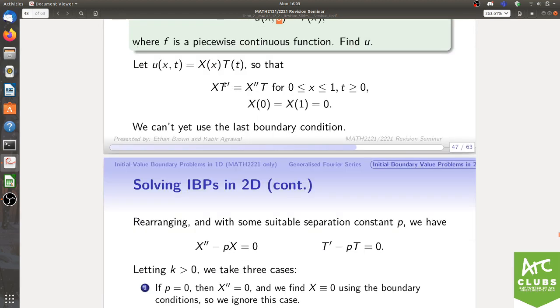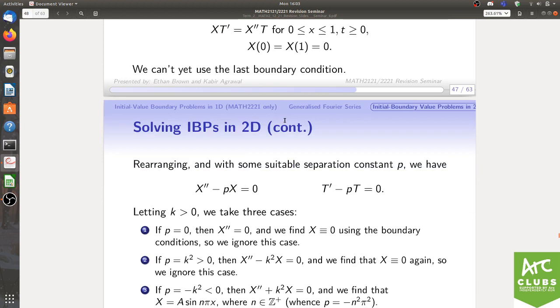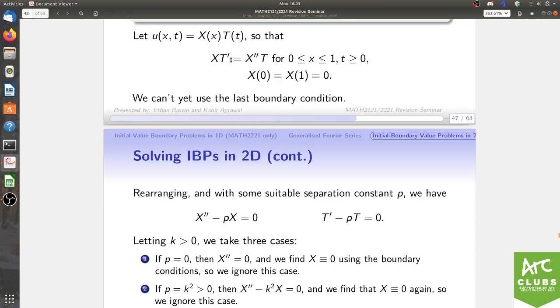Okay, so what we do now is rearrange this so that we end up with nicer equations. In this scenario, we have x double dash minus px is equal to 0, and t dash minus pt is equal to 0. Now, the reason for that is because x double dash over x is equal to t dash over t. So we've just rearranged, collected similar terms, and equated them to a separation constant, p. So now we end up with 2 differential equations.